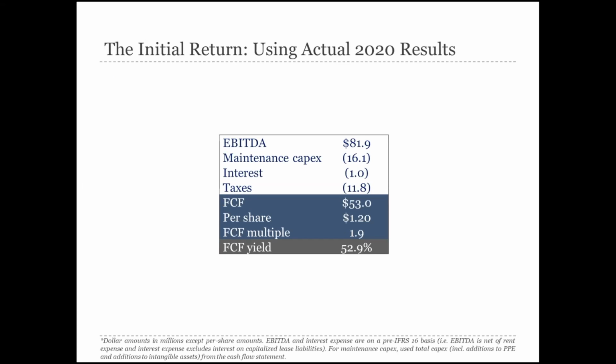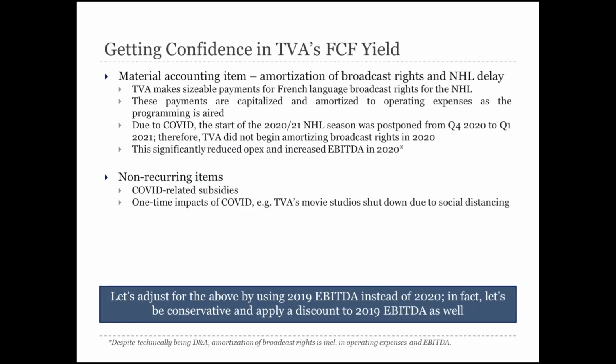Here is the initial return, i.e. the free cash flow yield. And here I'm just using actual 2020 results. If we just took the just completed 2020 figures, what would we have? Just look at the bottom there. 1.9 times free cash flow for a 53% free cash flow yield. That is phenomenal. And clearly I don't have to elaborate on why that's compelling. Now, not so fast. Let's see if we can get some further confidence in the free cash flow yield.